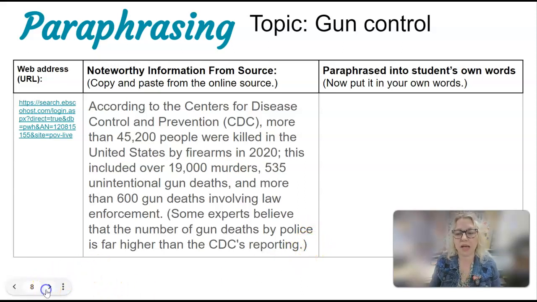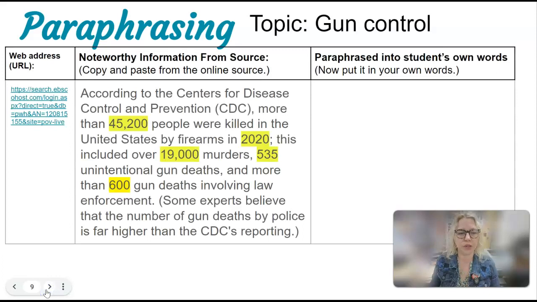Okay, so how am I going to paraphrase this? Well, first of all, I'm going to look for those good specific facts, numbers, details that I don't want to change.